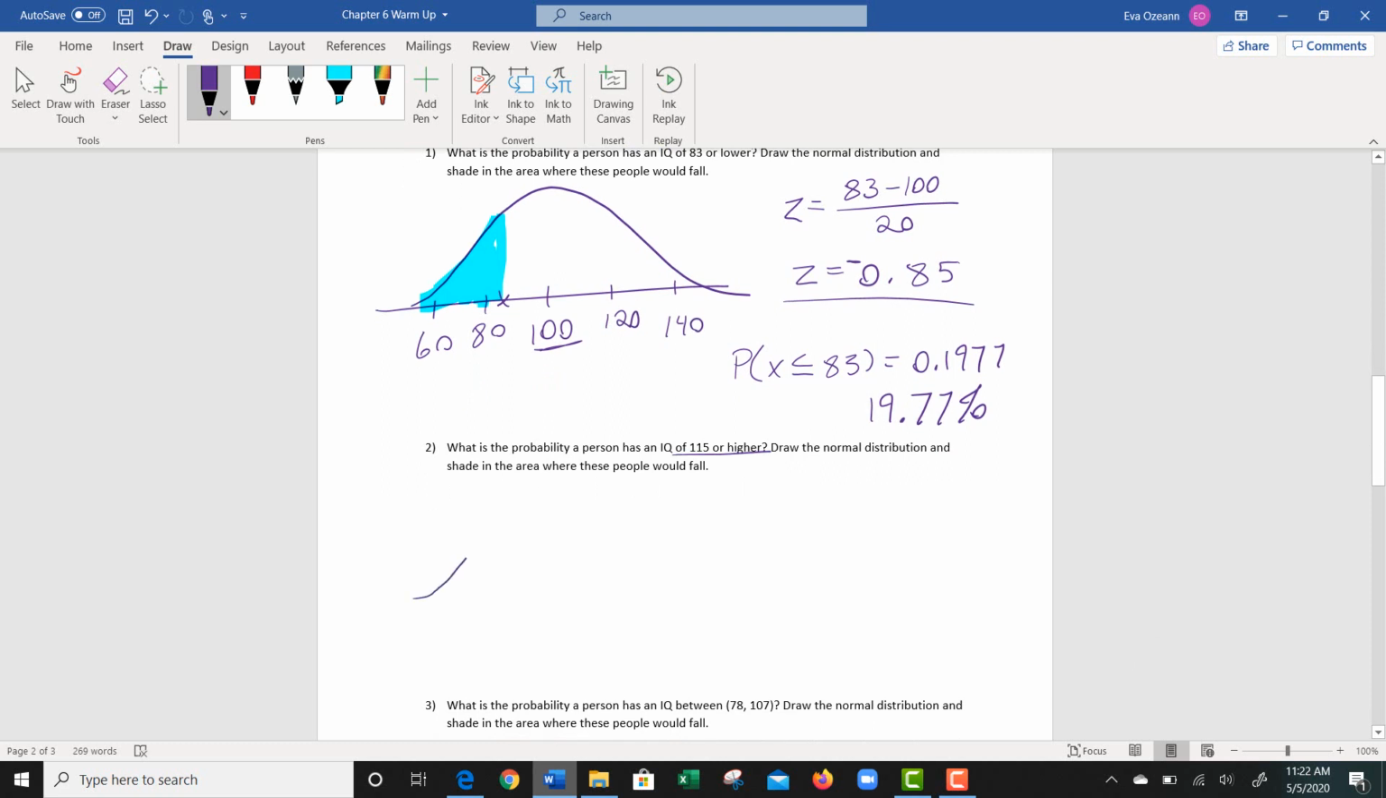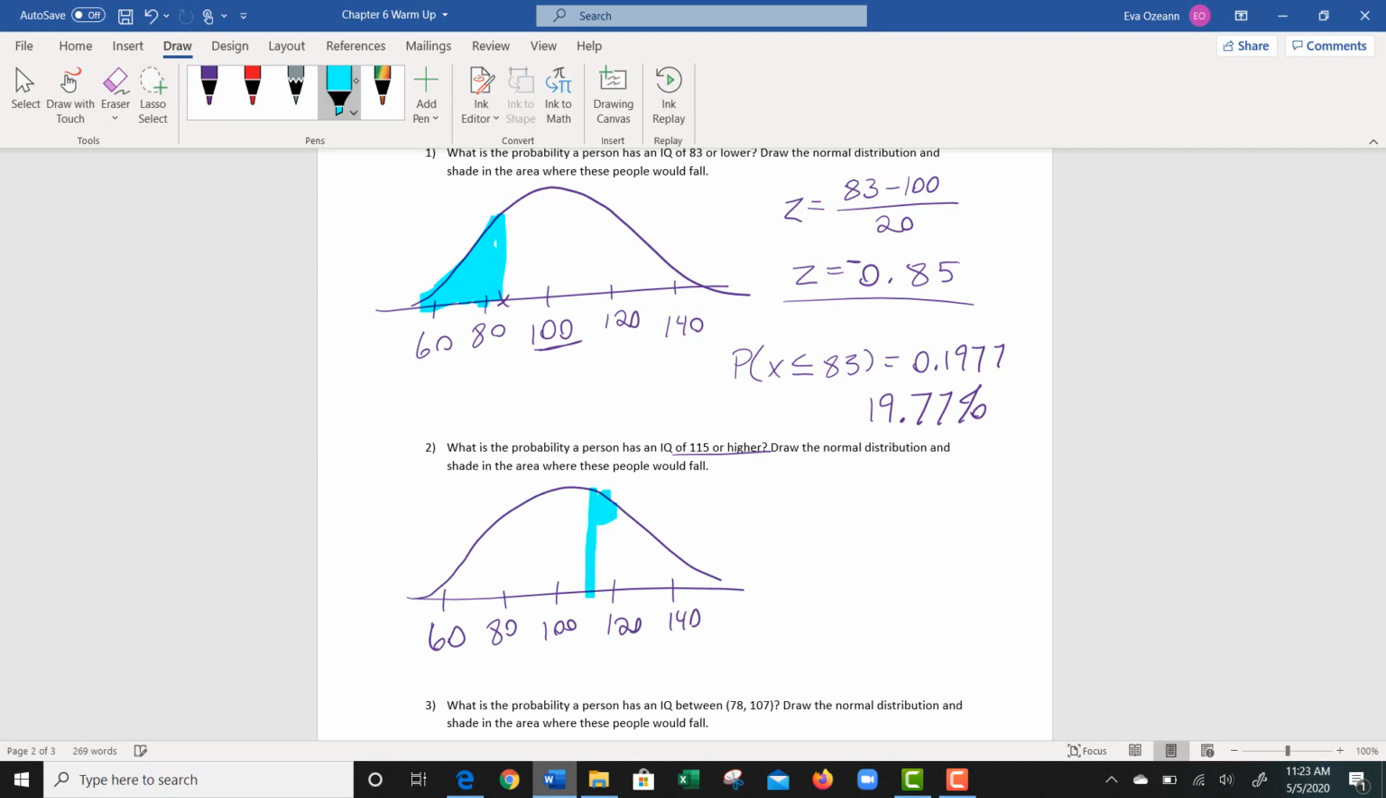Now the next one asks, what is the probability a person has an IQ of 115 or higher? So again, if we draw that normal probability, we're looking for 115 or higher, so that's going to be from here over. Again, the first thing we need to do is find the z-score. So that's going to be 115 minus 100 divided by 20. Now remember, your z-score should be positive because it's a little bit bigger than the mean. So when we calculate the z-score out, we are going to get a positive 0.75.